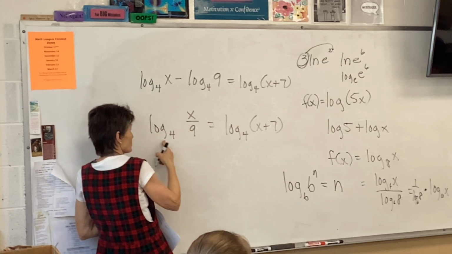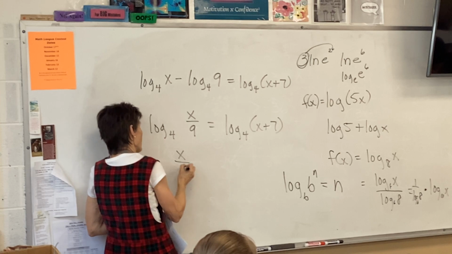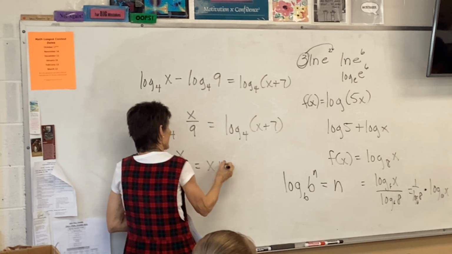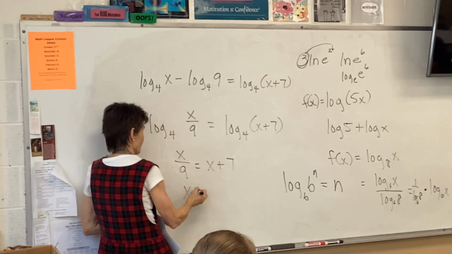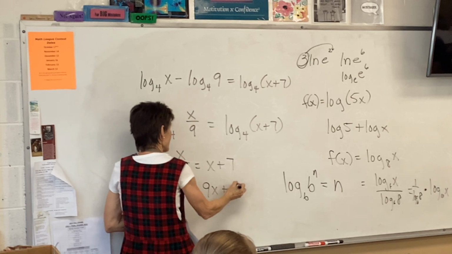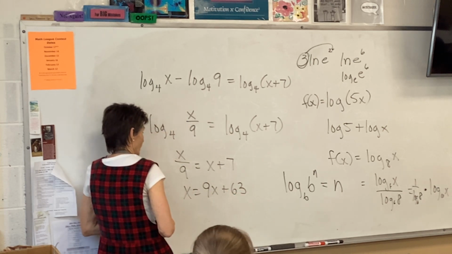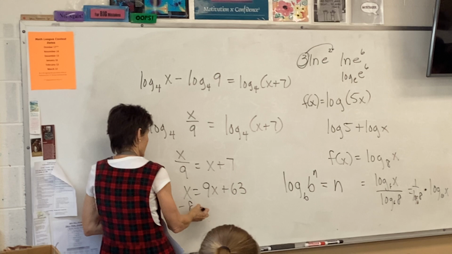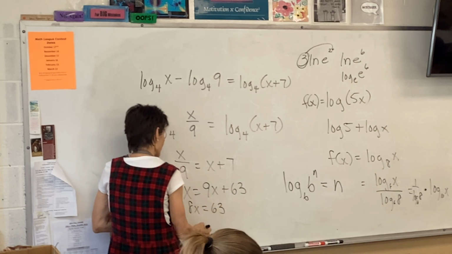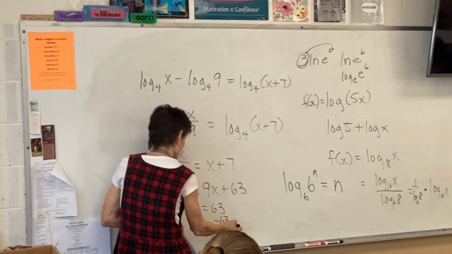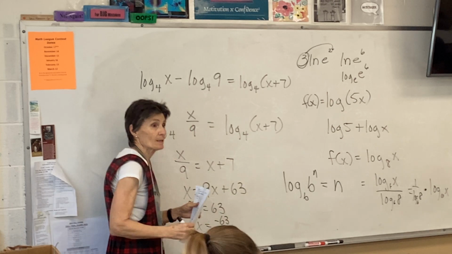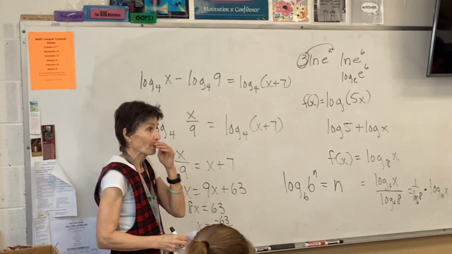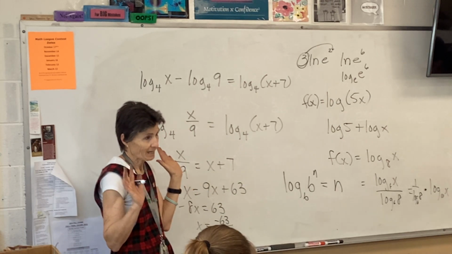And then, since we're both log base 4s, I'll just solve x over 9 equals x plus 7. So times by 9. And solving, I got -63 eighths. Do you mark it? I'm not done.